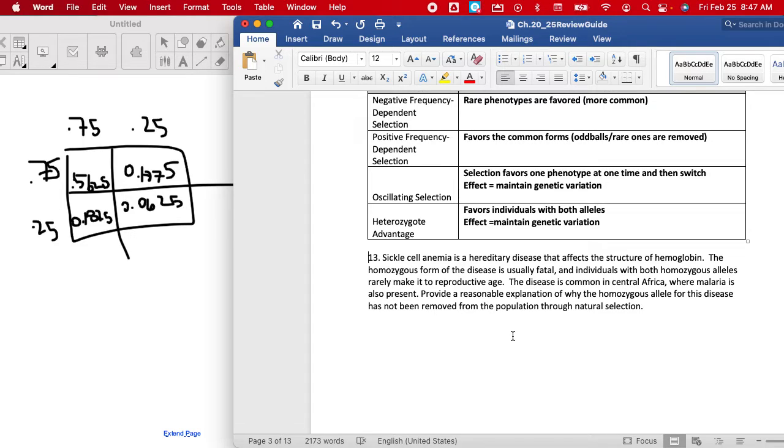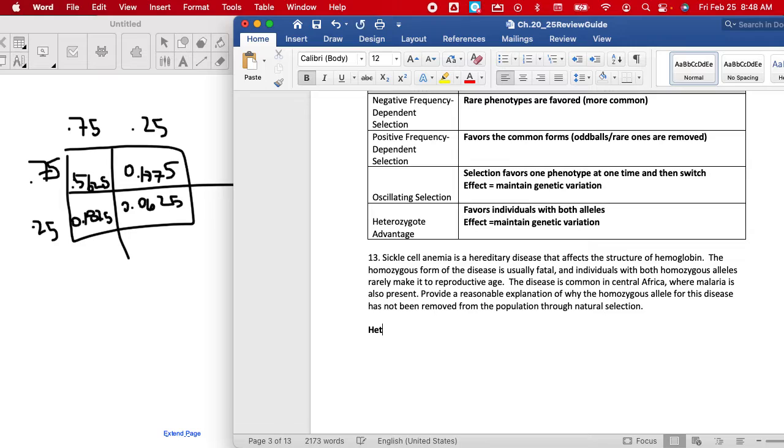All right. Sickle cell anemia is a hereditary disease that affects the structure of hemoglobin. The homozygous form of the disease is usually fatal, and individuals with both homozygous alleles rarely make it to reproductive age. The disease is common in Central Africa, where malaria is also present. Provide a reasonable explanation of why the homozygous allele for this disease has not been removed from the population through natural selection. So first off, who are the individuals that benefit?